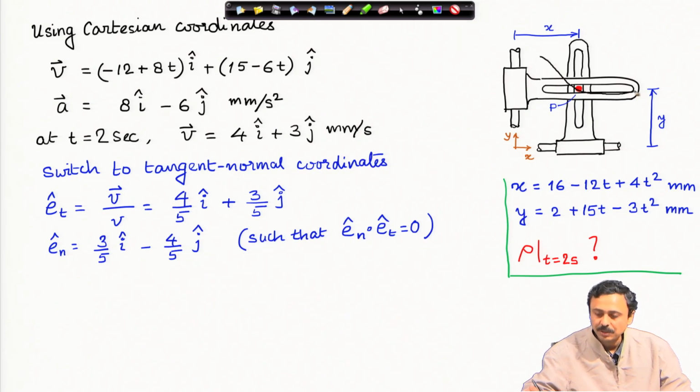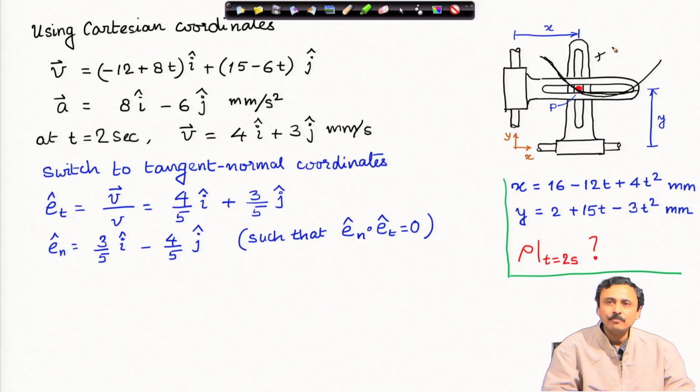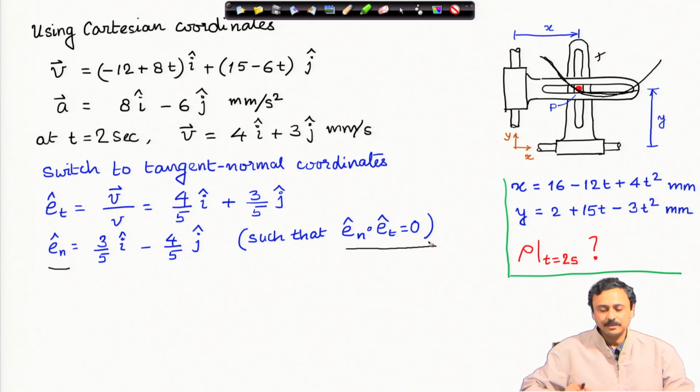So, for example, the path could be this, and in that case the center of curvature lies here, but right now I do not know. I will just assume a certain direction for my e n vector. The only thing that it must satisfy is e n dot e t must be 0, and you can see that it does.